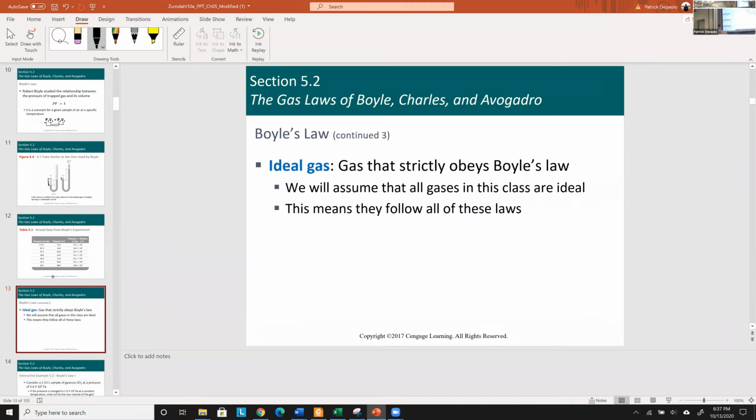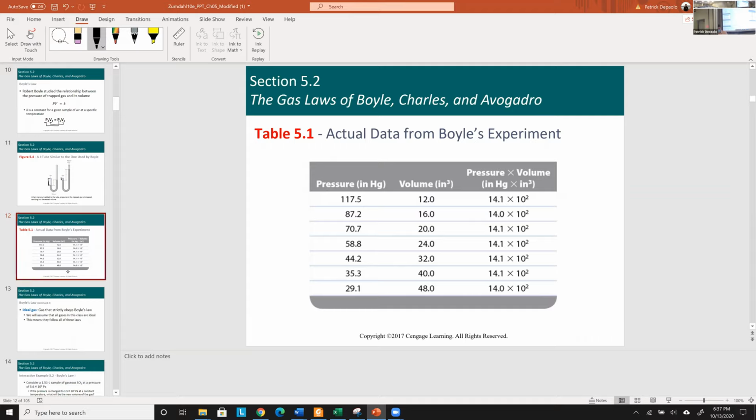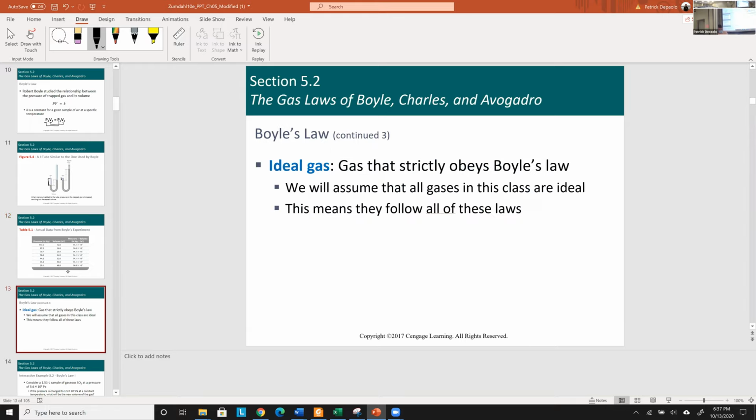And here's some actual data from Boyle's experiments. He saw that once he decreased the pressure, the opposite would happen as you increase the pressure. If you decrease the pressure, the best way to represent it is a piston.